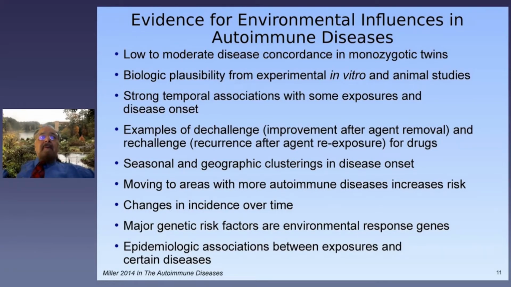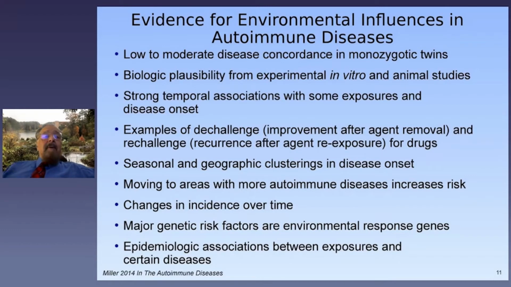There's evidence if you inject various things into animals, you induce autoimmune diseases. You see the development of these after certain exposures. If you take away these exposures, people get better. If you give them back, they get worse. There's geographic and seasonal clustering. If you move to an area with high autoimmune disease risk, you increase that risk. We talked about the increases over time.